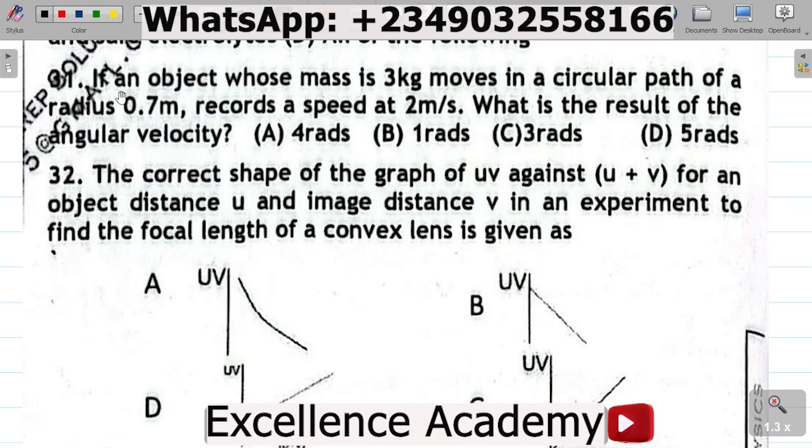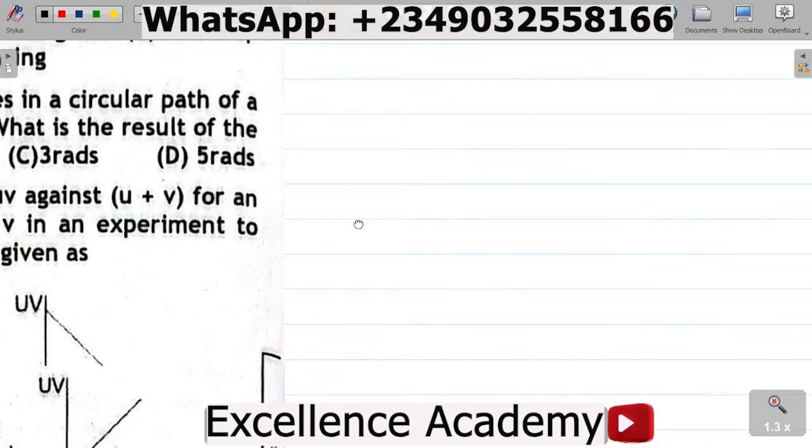Question 31 says, if an object whose mass is 3 kilograms moves in a circular path of radius 0.7 meters and records a speed of 2 meters per second, what is the angular velocity? A, 4 rad/s, B, 1 rad/s, C, 3 rad/s, D, 5 rad/s. So how do we solve this question? Question 31.